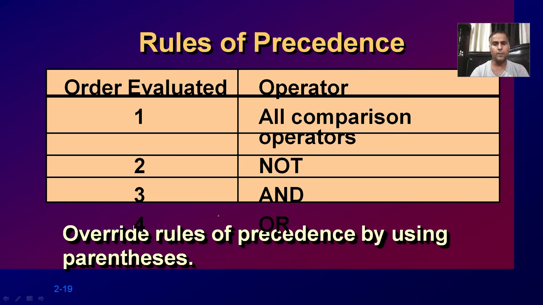So rules of the precedence. You can look at here. The first is all comparison operators. Second is NOT. Third is AND and fourth is OR. As we know the BODMAS rule, here we are trying to understand how to override the rules of precedence by using the parenthesis. So these rules are followed when we are writing any query. So we must remember this thing.